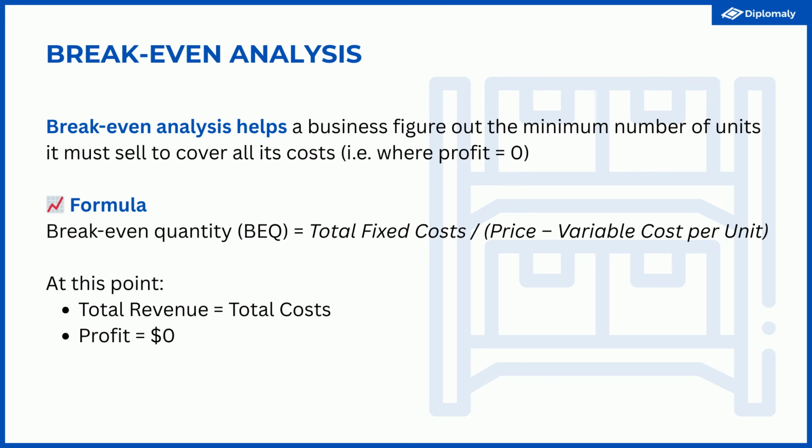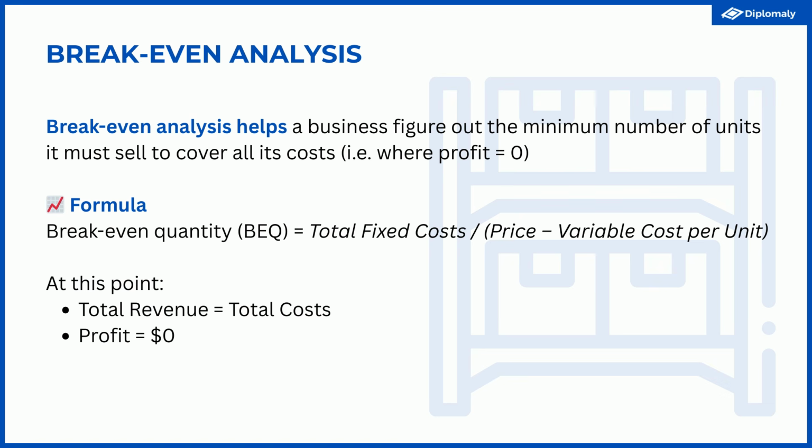That is a question the break-even analysis aims to answer. Central to break-even analysis is the formula break-even quantity, or BEQ, which is equal to total fixed costs divided by price minus variable cost per unit. This number represents when total revenue equals total costs. In other words, profit is equal to 0.